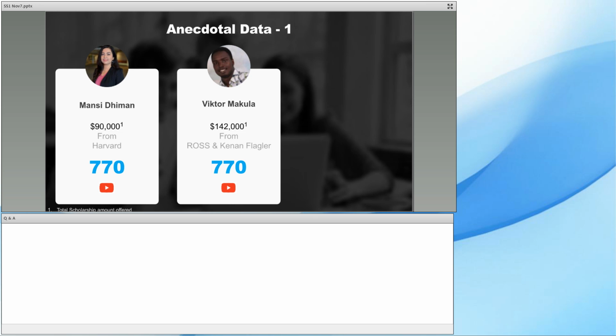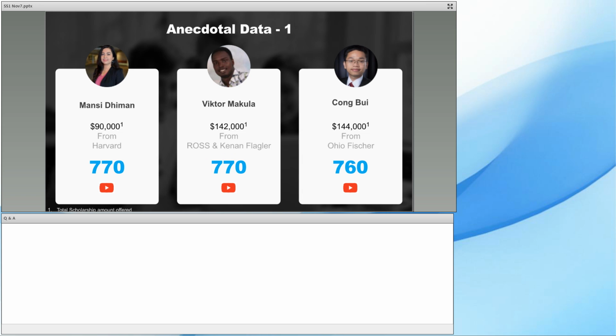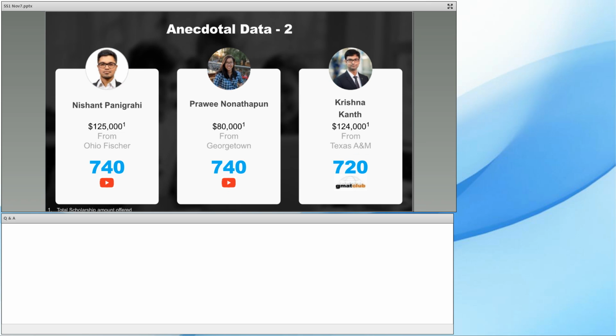Here are some more data points. You have Mansi, who scored a 770, and she was able to get admissions from a bunch of schools, full scholarships from a bunch of schools. She chose to go to Harvard with a $90,000 scholarship. Victor Makula got a full ride from Ross and Keenan Flagler with a score of 770. Kong Bui scored a 760 and was able to get 4 full rides. He actually got a full ride from Ohio Fisher as well as a $1,700 per month stipend to study at Ohio Fisher. So this is not just a full ride, but also money in his pocket to do that.